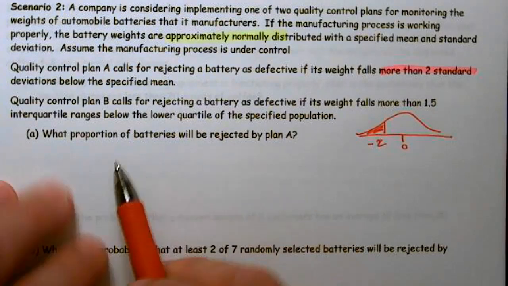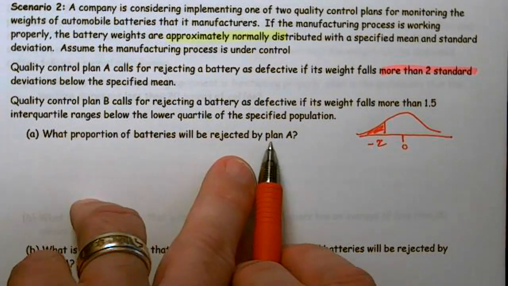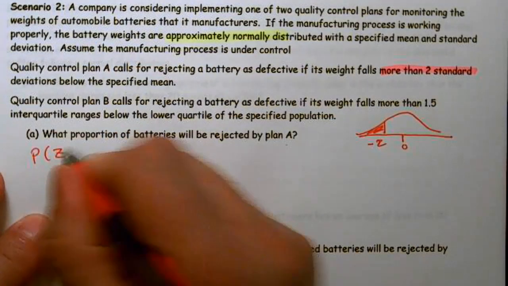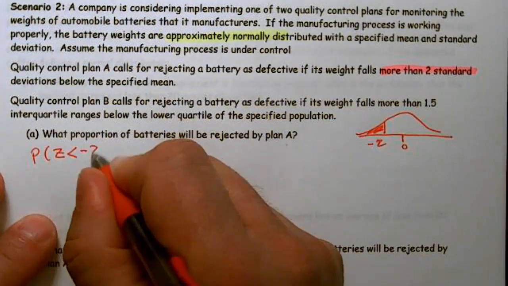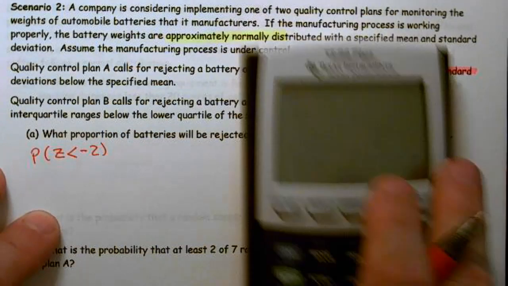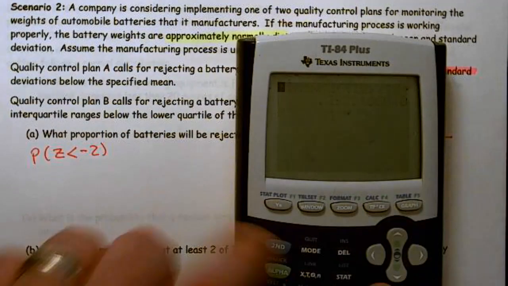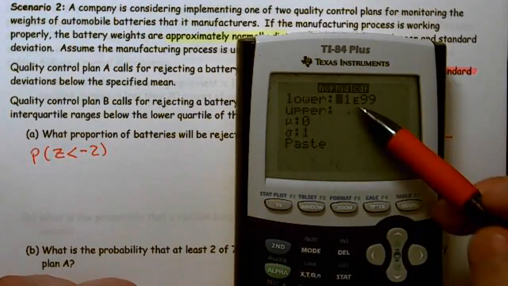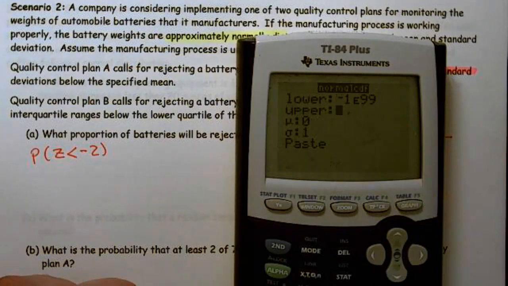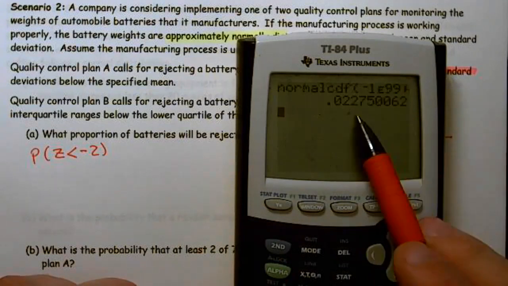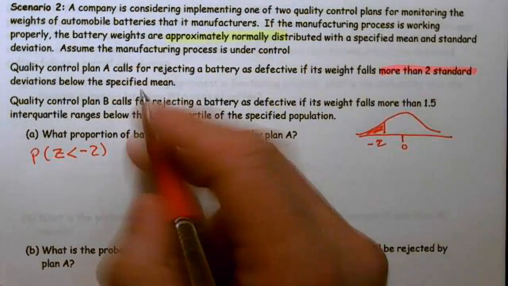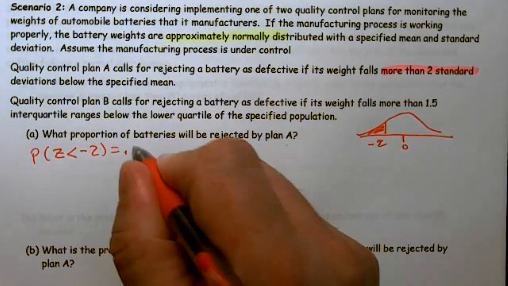It then asks what proportion of the batteries will be rejected by plan A. So we want to know the probability that Z is less than -2. Well, that's pretty easy to do. I go to the calculator and I go second vars, normal CDF. I go to negative infinity and I can put a bunch of 9s in, and -2. Mean is 0, standard deviation of 1, because this is a Z-score and they told us it was normal. So it equals 0.0227.